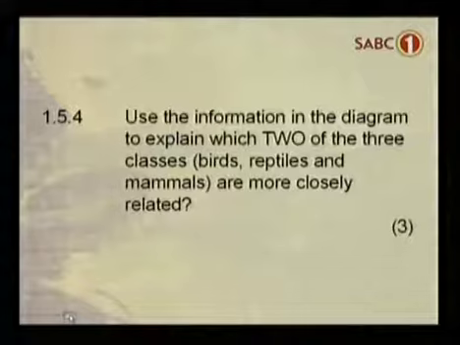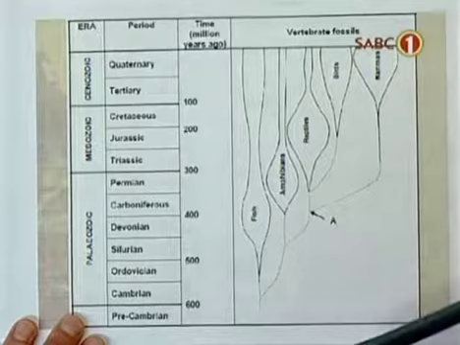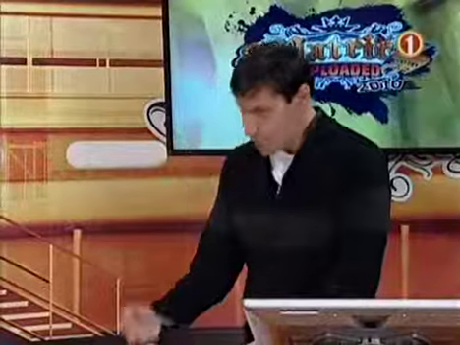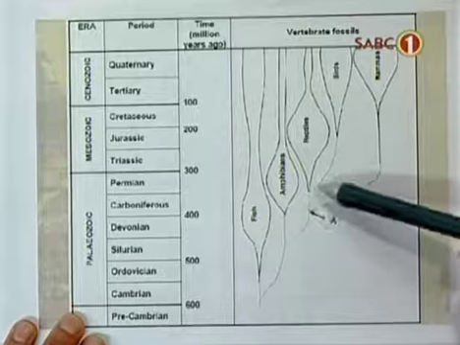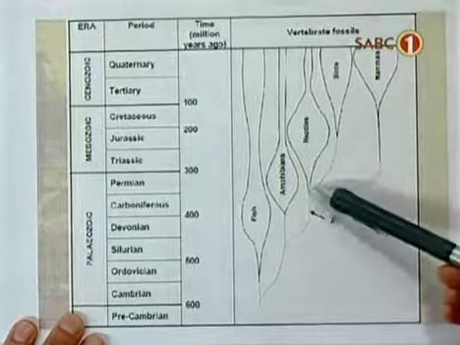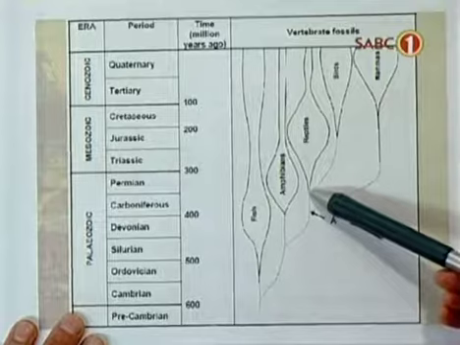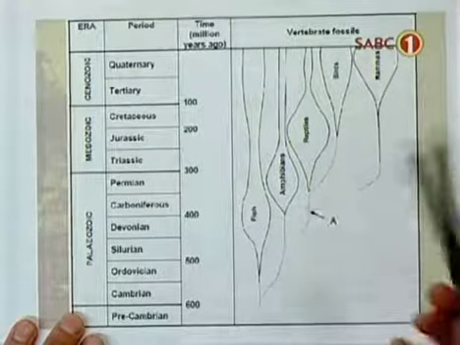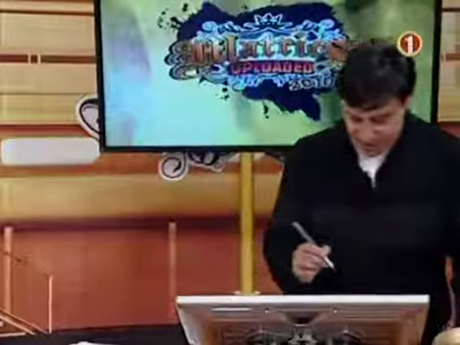Use the information in the diagram to explain which 2 of the 3 classes, birds, reptiles, and mammals, are more closely related. Once again, I will come to my resource over here. Would it be the birds and the mammals? Yes, and why would it be the birds and the mammals? Because they're from the same ancestor, both of them. Exactly, spot on. Good student over there. Although they all do have a common ancestor, the reptiles and the birds come directly from the same point, and therefore they would be more closely related to each other.